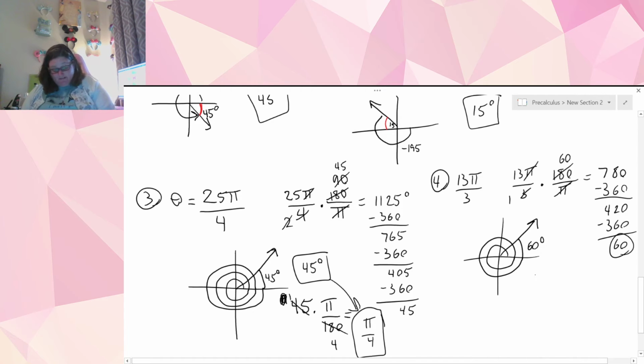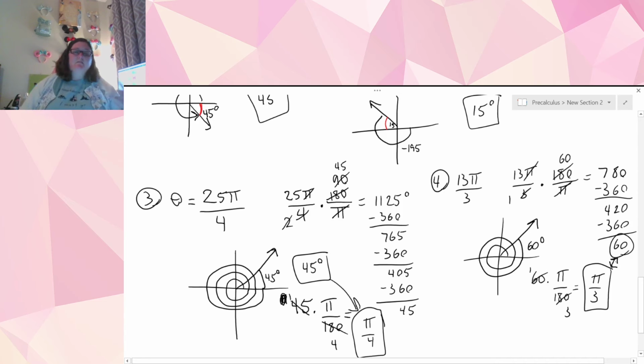Then to change 60 degrees into radians, we're going to do 60 times pi over 180. And 60 goes into 180 3 times. So we get pi over 3. Okay? So 60 degrees is the same as pi over 3.